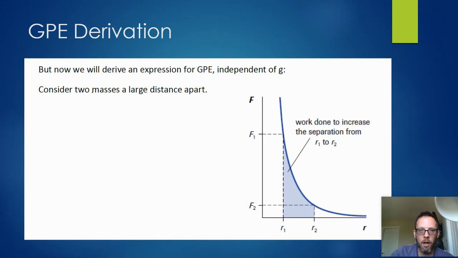We're going to consider two large masses, which we'll call M1 and M2, a large distance apart. What this graph shows you is a force-distance curve, or F-r curve. The function you see on there is G M1 M2 over r squared. It's the gravitational force between two objects.